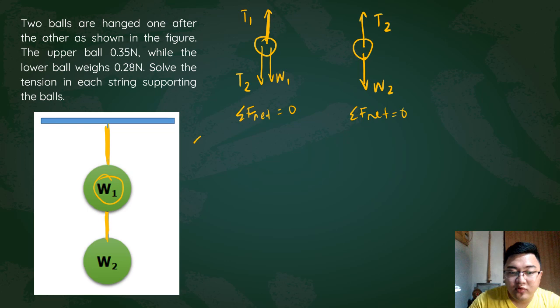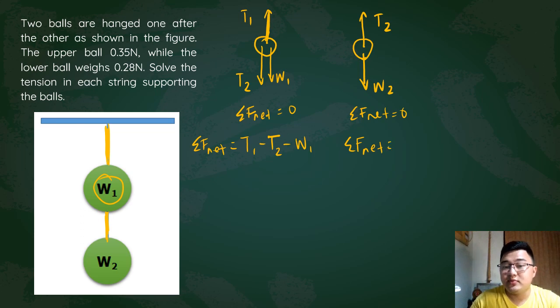So our net force here will be equal to positive tension 1, because it's going up by convention. Forces that are going up are considered positive. Minus tension 2, minus weight 1. And on the other hand, on this part, our net force is equal to positive tension 2 minus weight 2.